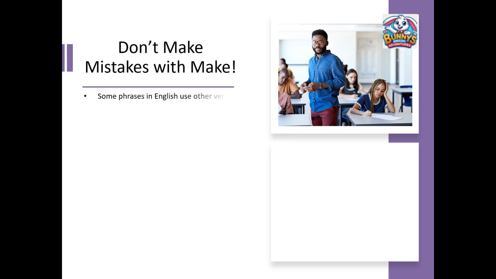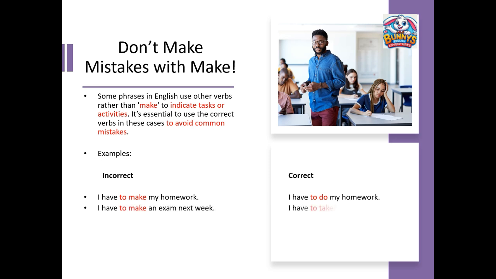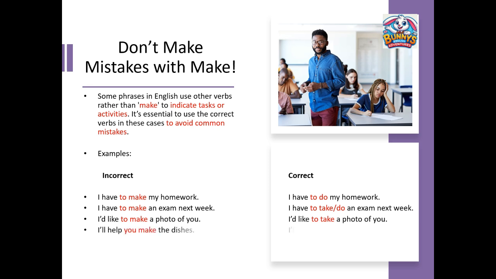Don't make mistakes with make. Some phrases in English use other verbs rather than make to indicate tasks or activities. It's essential to use the correct verbs in these cases to avoid common mistakes. Examples. Incorrect: I have to make my homework. Correct: I have to do my homework. Incorrect: I have to make an exam next week. Correct: I have to take or do an exam next week. Incorrect: I'd like to make a photo of you. Correct: I'd like to take a photo of you. Incorrect: I'll help you make the dishes. Correct: I'll help you do the dishes.